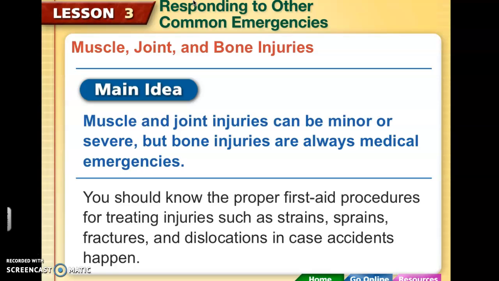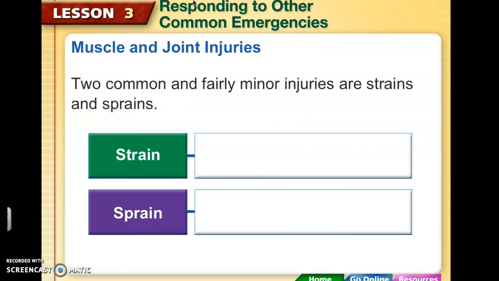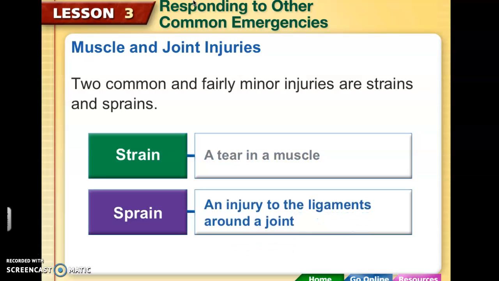So muscle or joint injuries can be something as minor as rolling an ankle, or as severe as breaking something, dislocating something, tearing or straining a muscle. Of course, it depends on the severity whether you will need medical attention or not. A strain is a tear in a muscle. A sprain is an injury around the ligament of the joint. So that is the difference between a strain and a sprain.